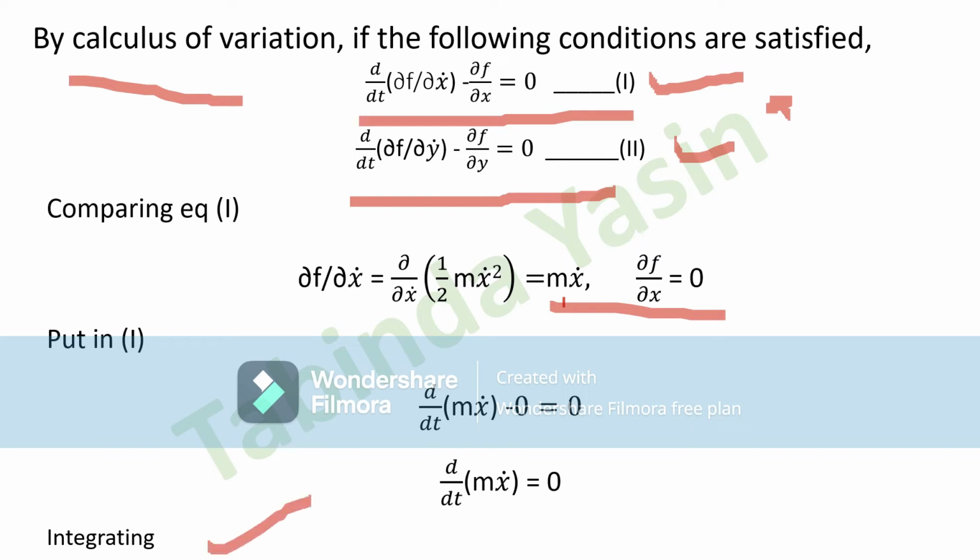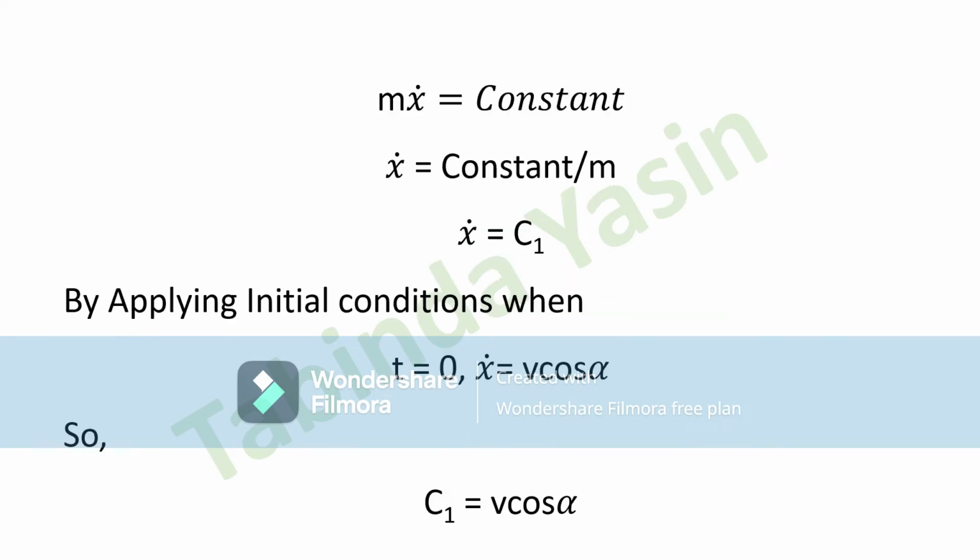Then integrating that equation, we get m x dot equal to a constant, and x dot is equal to a constant over m, so x dot is equal to c1.